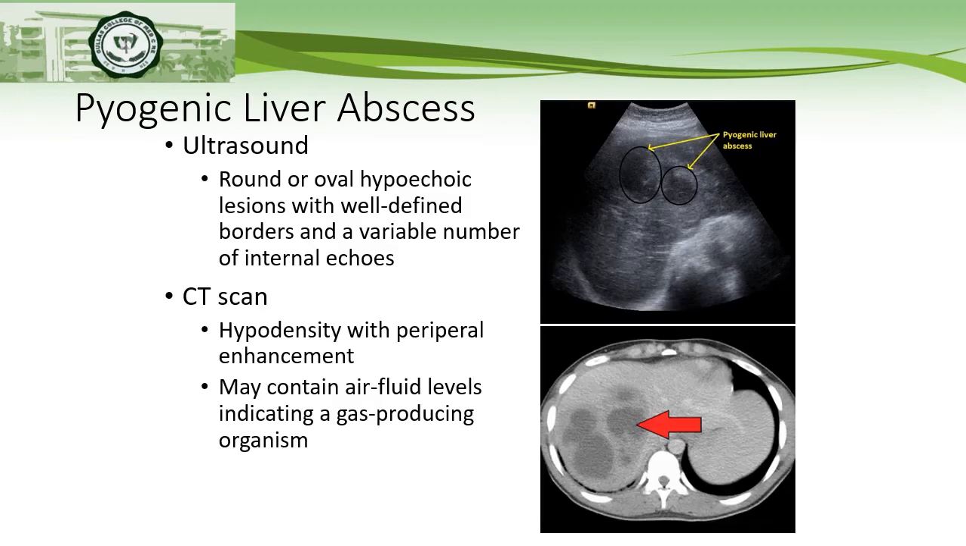Under imaging, ultrasound examination of the liver reveals pyogenic abscesses as round or oval hypoechoic lesions with well-defined borders and a variable number of internal echoes. CT scan is highly sensitive in the localization of the pyogenic liver abscess, which appears hypodense with peripheral enhancement and may contain air-fluid levels indicating a gas-producing infectious organism.